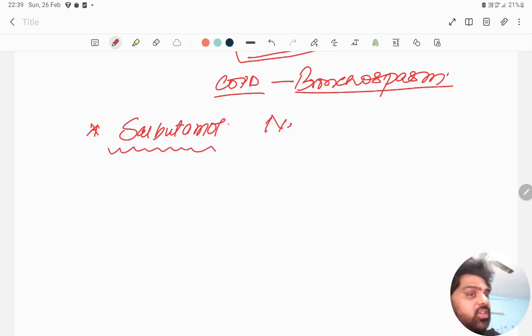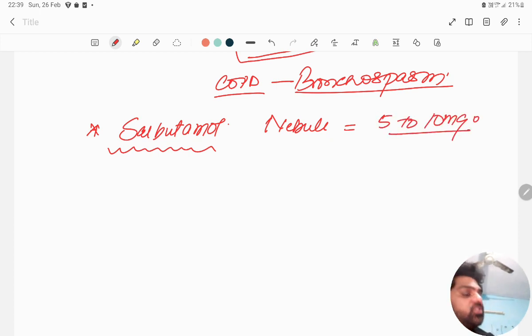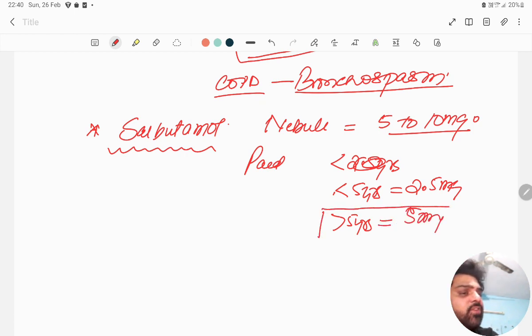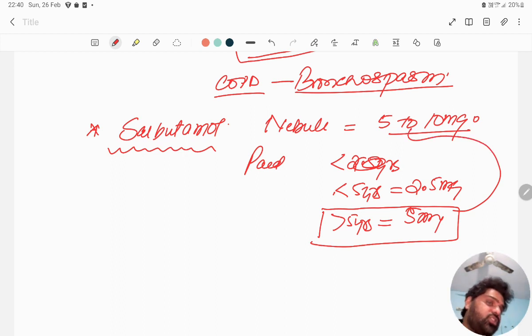If you are doing nebulization with salbutamol, the dose is 5 to 10 mg. In case of pediatric population, less than 5 years, 2.5 mg. More than 5 years, 5 mg. That is, 5 years and above, we can go for the adult dose like 5 mg. So this is the nebulizing dose.